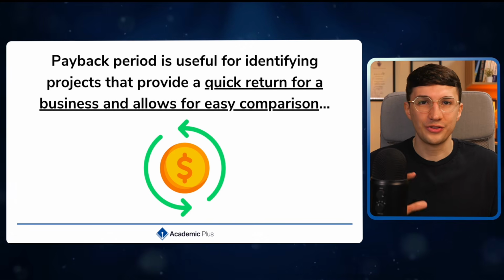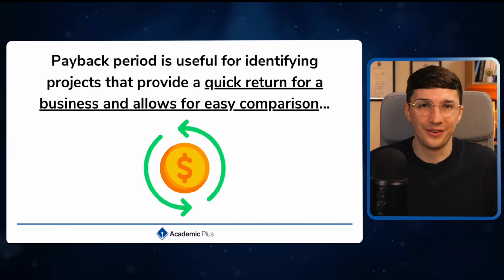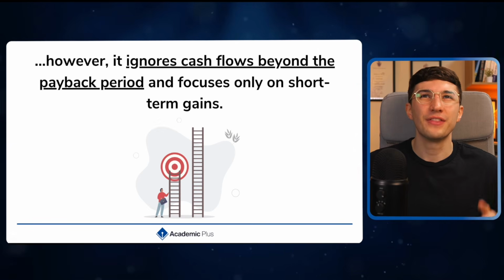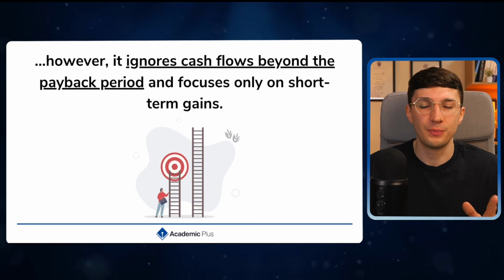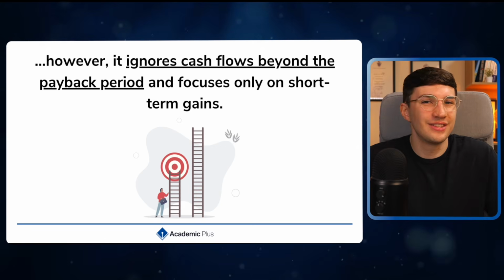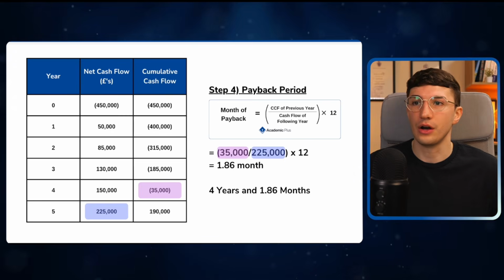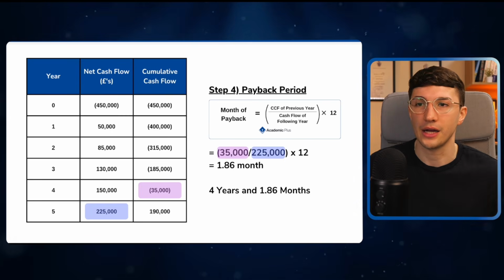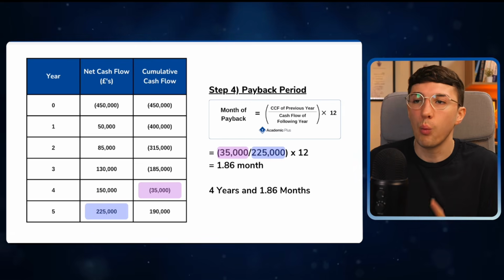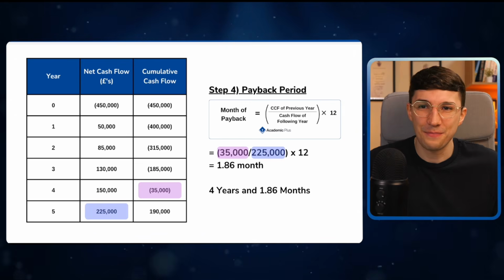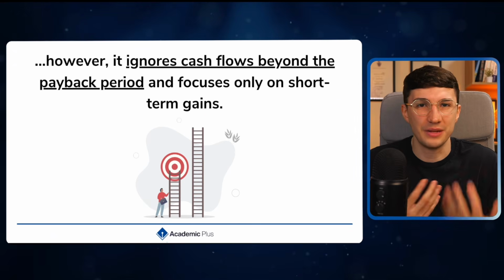So when we are trying to compare different projects, well, the criteria is going to be simple. Choose a project which has the quickest payback period. However, there is a problem with the payback period, because we kind of ignore what happens after it. So as you can see with this project here, and I will come back to this slide, all we know from the payback period is that it's going to take us 4 years and 1.86 months until you get your money back. But after that period, well, how much money do we actually make?